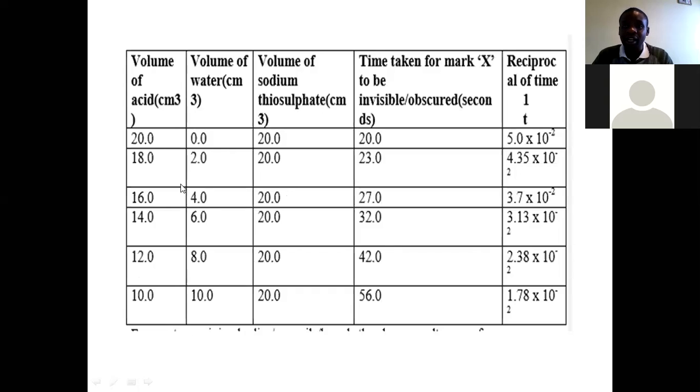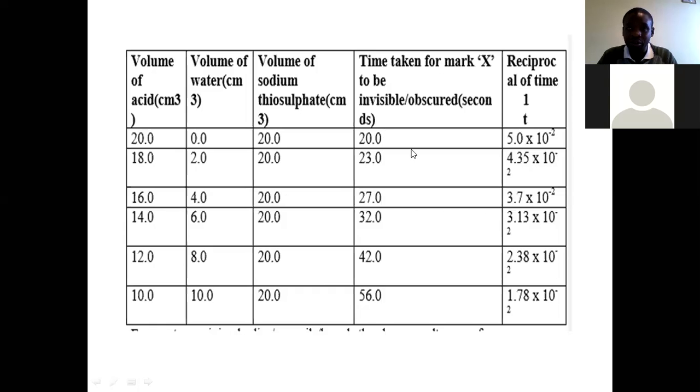So you can see a sample result which has been obtained here, where we have the volume of the acid. For example, we add 20, then after that we reduce it to 18, add some volume of water, reduce it to 16, add some volume of water, reduce it all the way to 10 and increase the volume of water. So students, when you're doing this, you are actually doing what you call dilution. But the total volume of the sodium thiosulfate is actually kept constant. This is to increase the accuracy of the measurements which are being done.